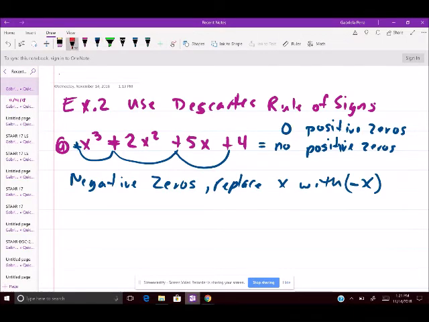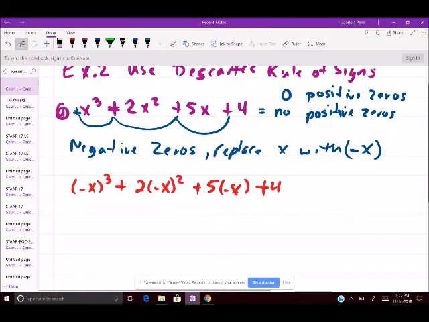So what does that mean? I'm going to take this problem that we had, negative x cubed plus 2 negative x squared plus 5 negative x plus 4. So every x in your original problem gets replaced with a negative x. Are we good with that? So now we look at the first one. What is negative x to the third power? It stays as a negative x cubed.